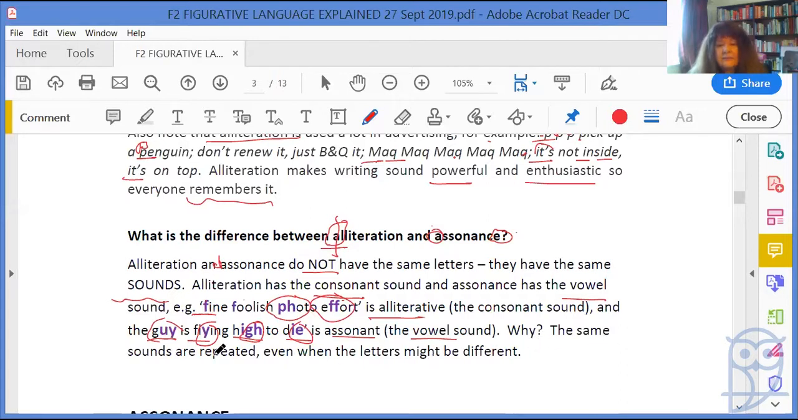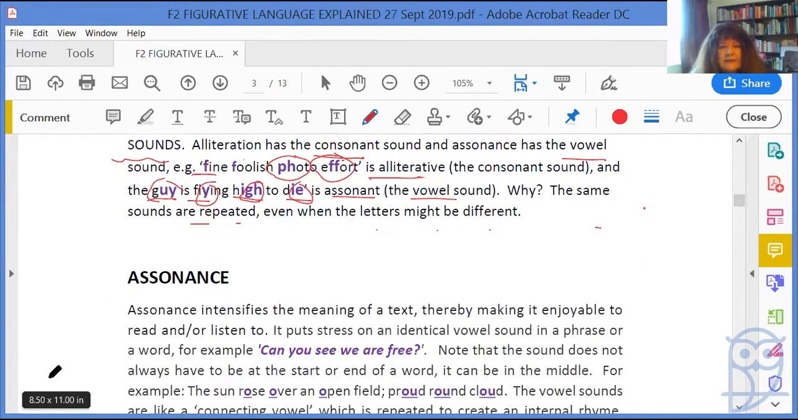Why? The same sounds are repeated even when the letters are different. So that's how they sometimes trick you and you're like bamboozled. Why can that be the same? Why is it assonance? Why is it alliteration? Simply because it's the sound. So maybe you'll have to say it aloud and you're talking to the wall there saying things aloud. And your mum thinks you're going a bit cuckoo when she comes in the room. Let's look at assonance.